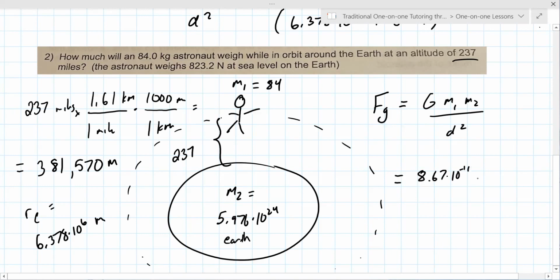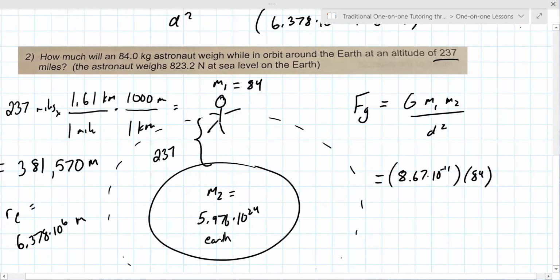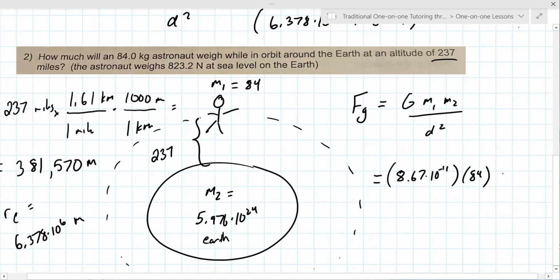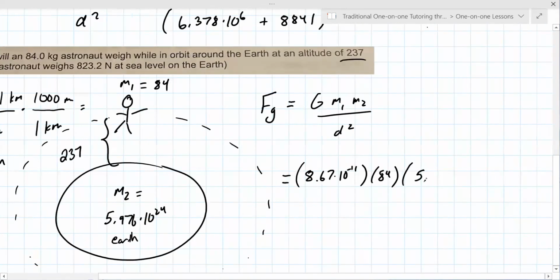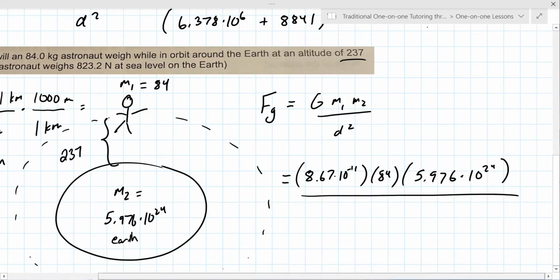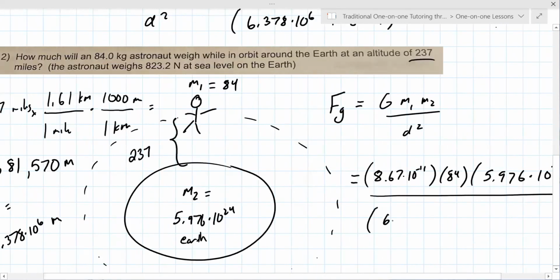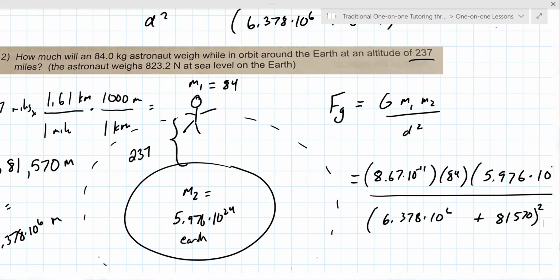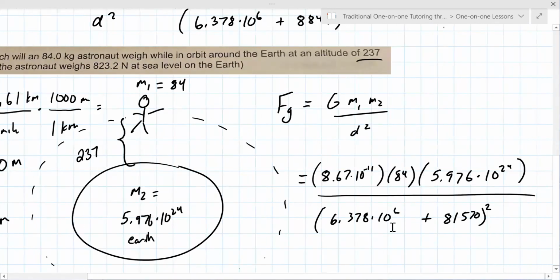6.67 times 10 to the minus 11. Mass 1 is 84. Mass 2 is this giant number, 5.976 times 10 to the 24th, over the distance, which is the radius of the Earth, 6.378 times 10 to the 6th plus 81,570, all squared. So if you have a calculator, will you do this calculation? And I will as well, so we can see if we get a similar number.